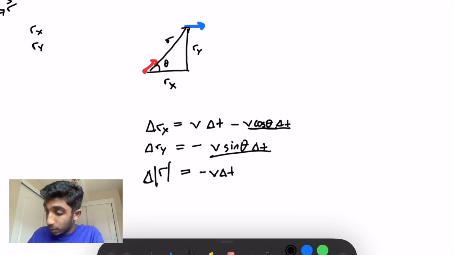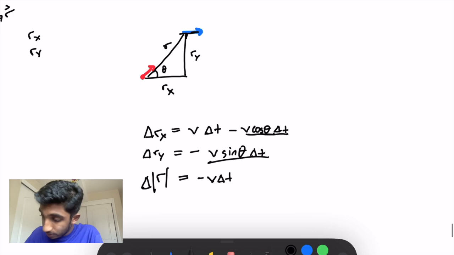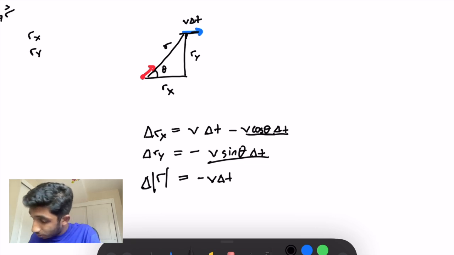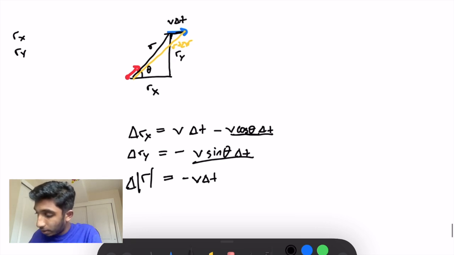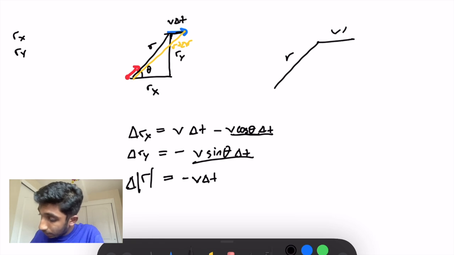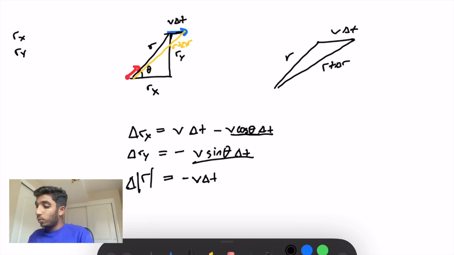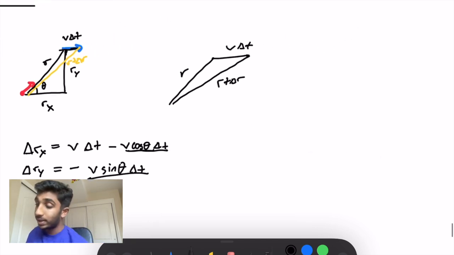Then the robber also moves in this direction. So how does that affect it? Well, let's say we call this distance, so this distance is v delta t. And then let's do that in a different color. This is r plus delta r. So if I shift this diagram a bit to another place where we have r, v delta t, r plus delta r, we can find delta r using the law of cosines.